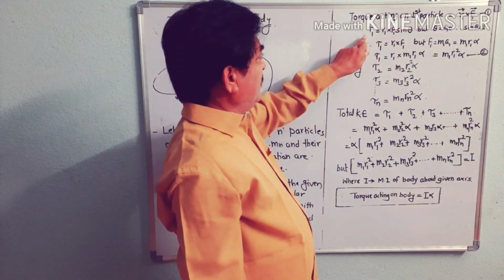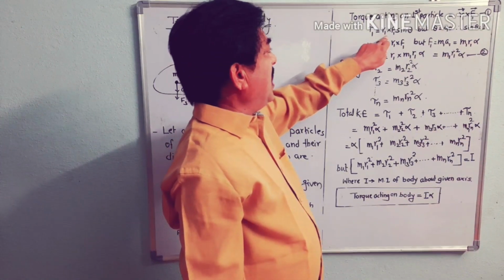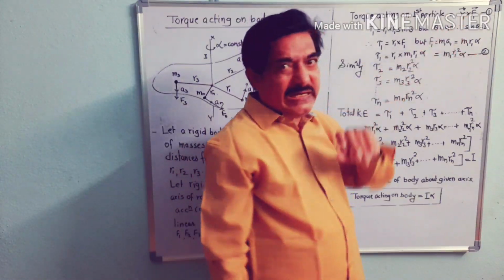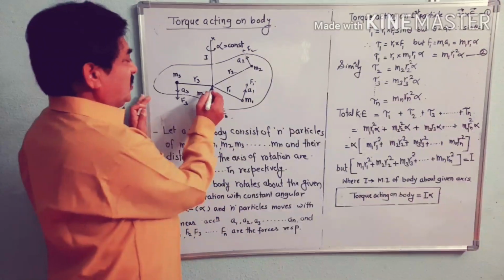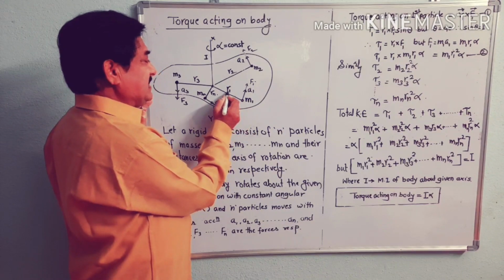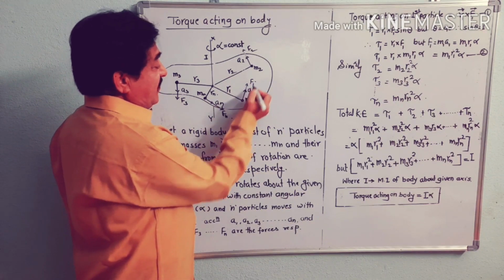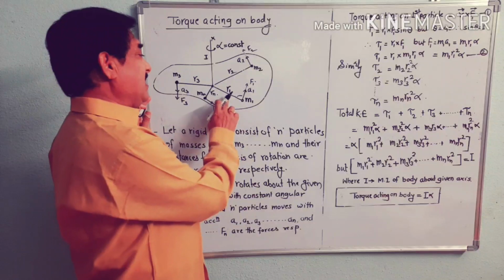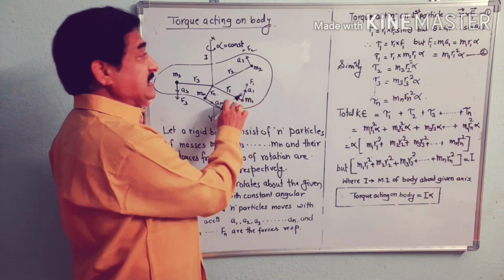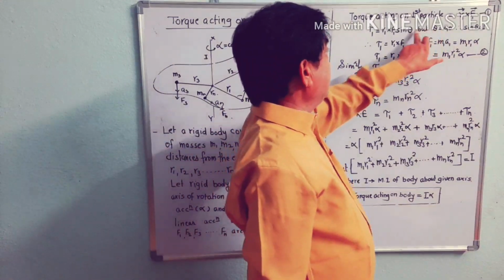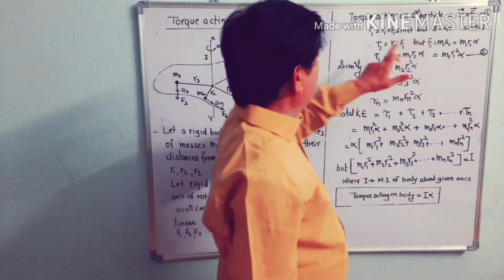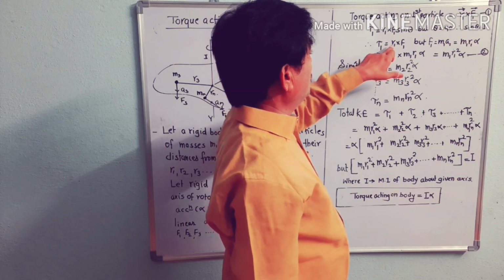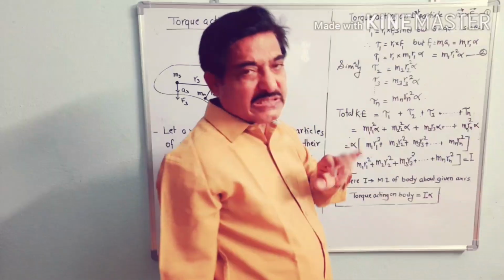If we take the magnitude of the torque, τ1 is equal to r1 F1 sine theta. So this is the scalar form. But theta is equal to 90 degree. Why is theta equal to 90 degree? Because this length of moment arm, that is the radius vector r1, and F1 are perpendicular to each other. So theta is equal to 90 degree. Angle between r1 and F1 is 90 degree, and sine 90 is equal to 1. Therefore, in this equation, torque acting on the first particle, τ1, is equal to r1 F1, as sine theta becomes 1.